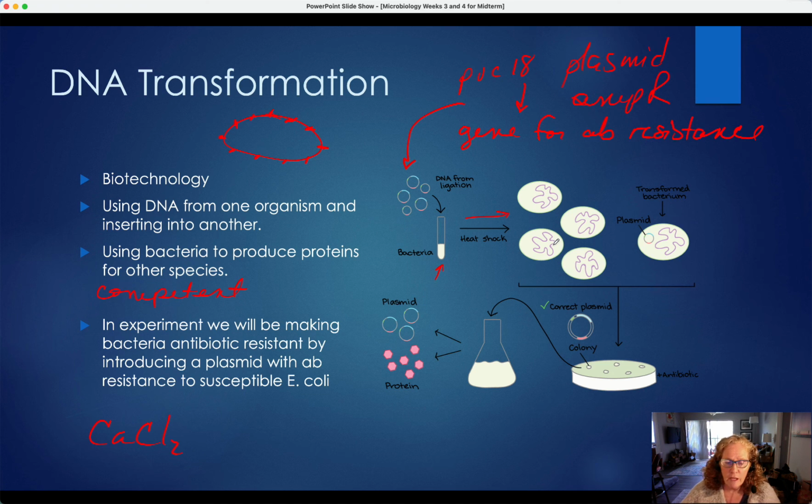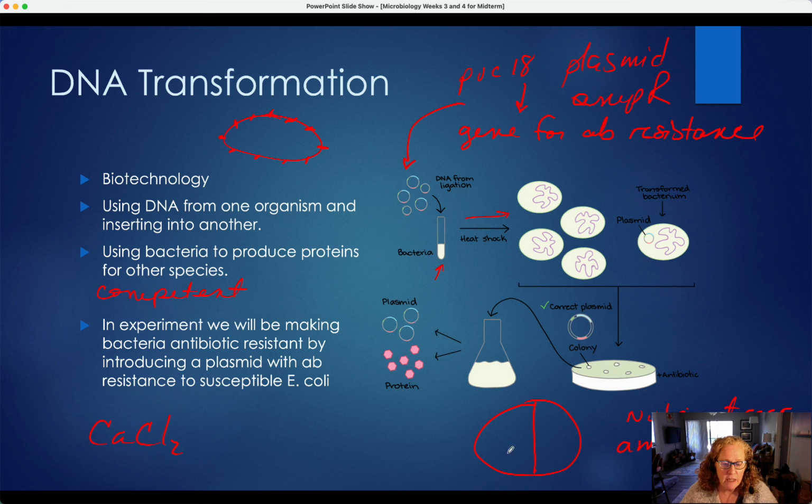Once we've done that, we're then going to plate our bacteria. In the experiment that you see in your lab manual, we plate the bacteria on nutrient agar that has been supplemented with ampicillin. So ampicillin has been added to this media. Because ampicillin has been added to the media, bacteria that did not take up our gene of interest will not grow. And the bacteria that did take up our gene of interest will be able to grow.